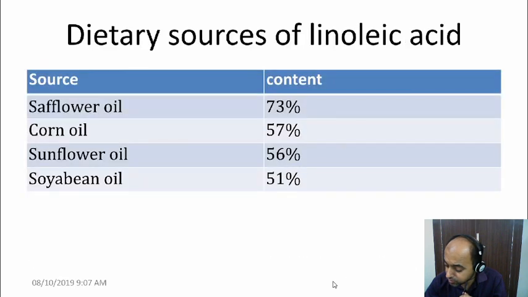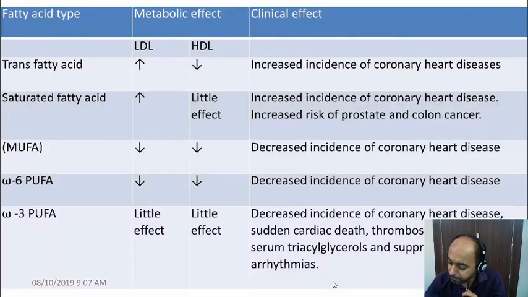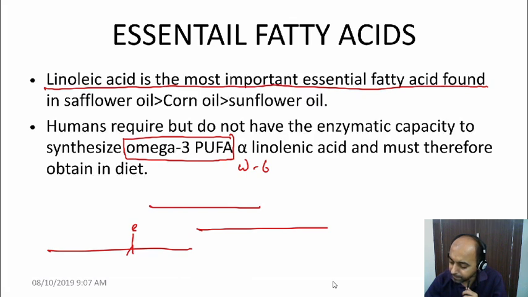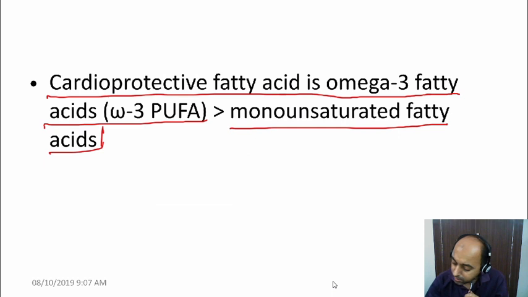To summarize, we have two broad series, the omega 3 and the omega 6 series, which cannot be synthesized in the body. The omega 3 series and the omega 6 series, both of them are the PUFA.